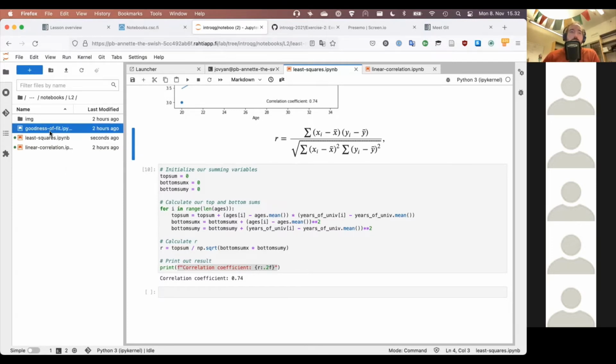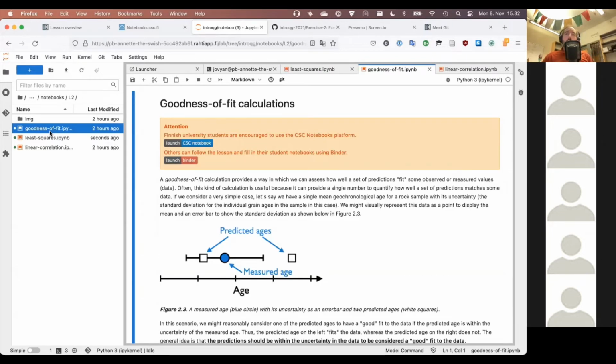All right, if there's nothing else, then we'll go to our last topic for today's lesson, which is about goodness of fit calculations. So this is basically a way of measuring how well some prediction fits a data set. So you can imagine if you had some numerical model to predict something like a geochronological age, and you had a measured age here with a blue dot and some error bar, some uncertainty on the measured age, then what you could do is compare different predictions to that measured age.